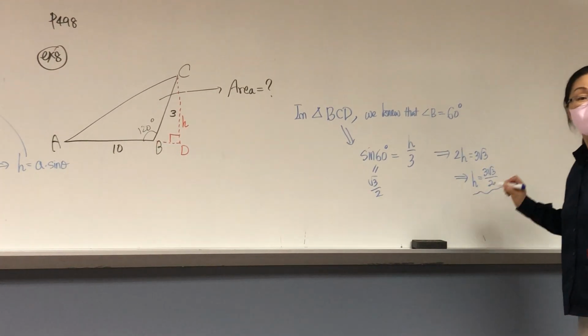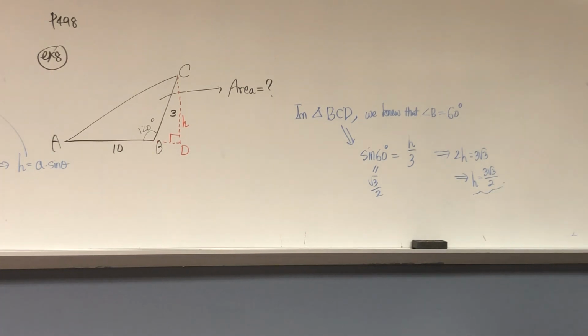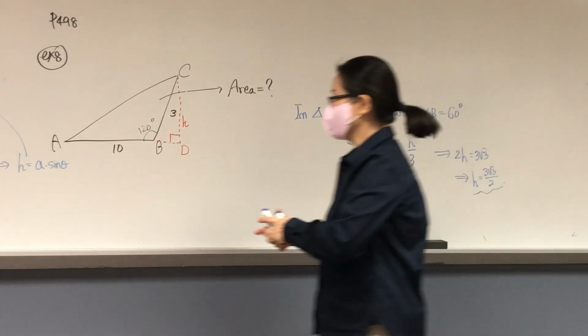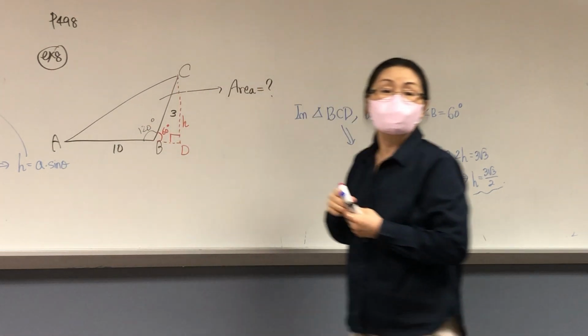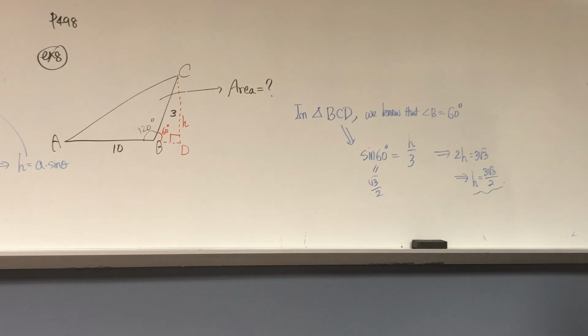Am I right? What is your question? Why is it sine 60? Well, 120 degrees here. This one is 60. Oh, that part. Oh, yeah. Okay. It's good? For sure.